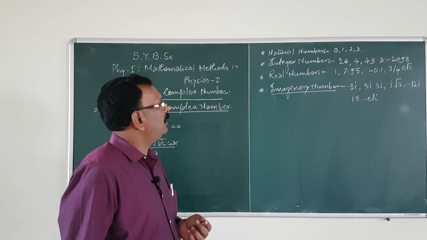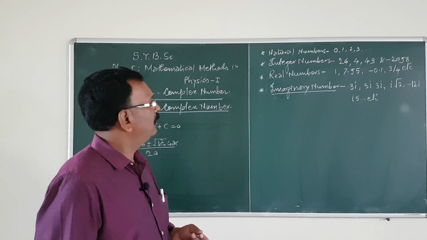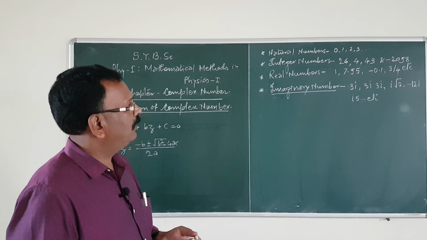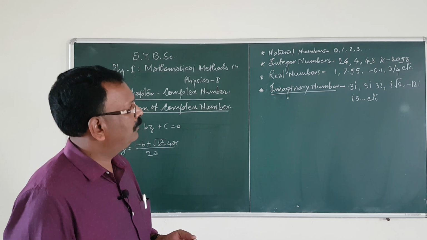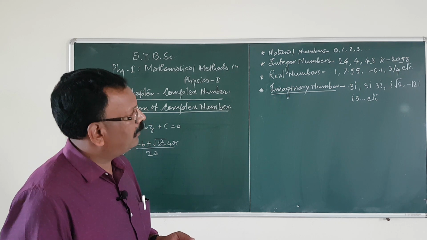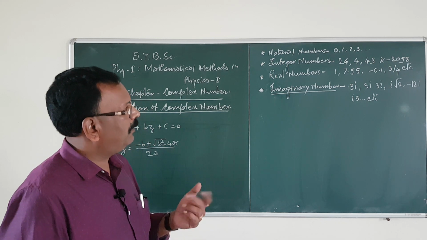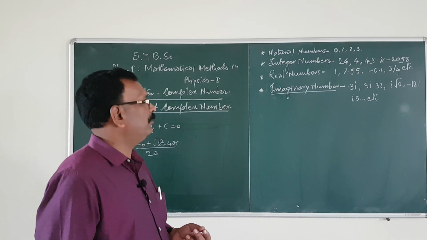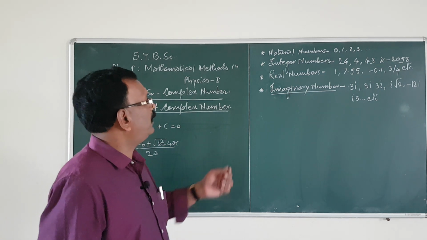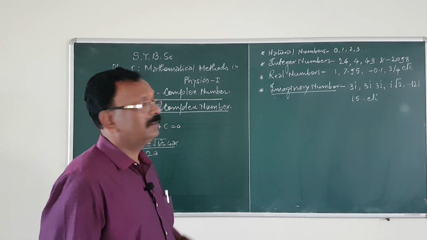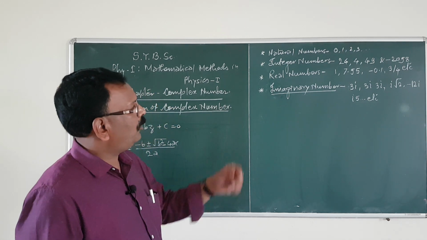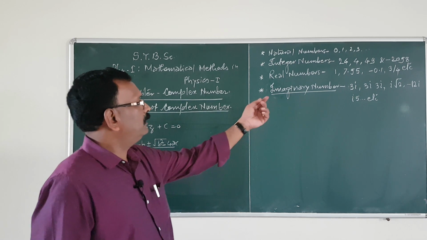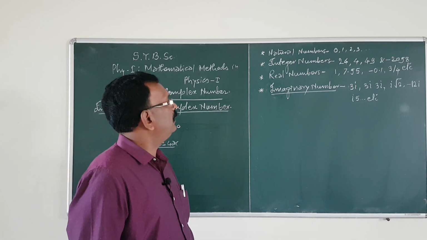There is another number, real numbers. All the numbers, for example, 1, 7.95, 0.1, minus 0.1, 3/4, etc. These numbers are real numbers. Remember that in integer numbers, 3/4 is not included, and 7.95 is not an integer number.